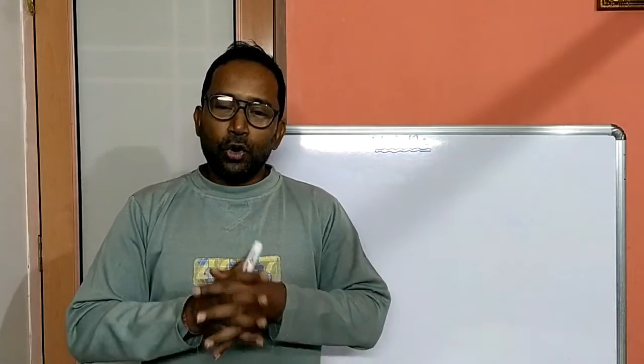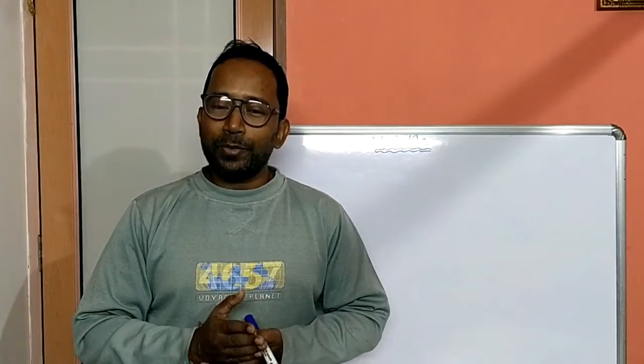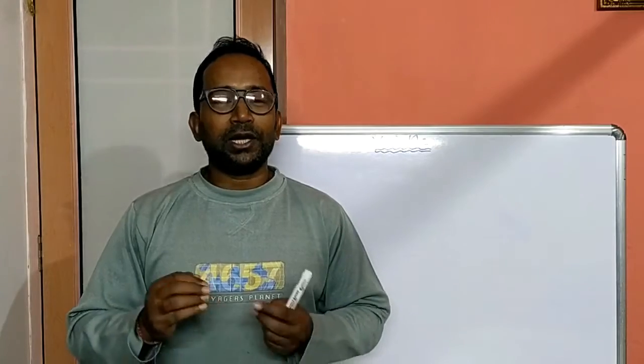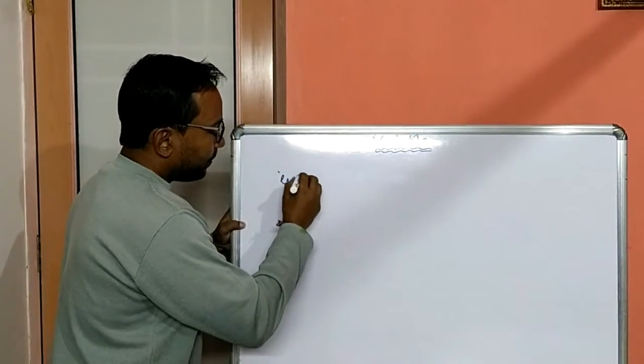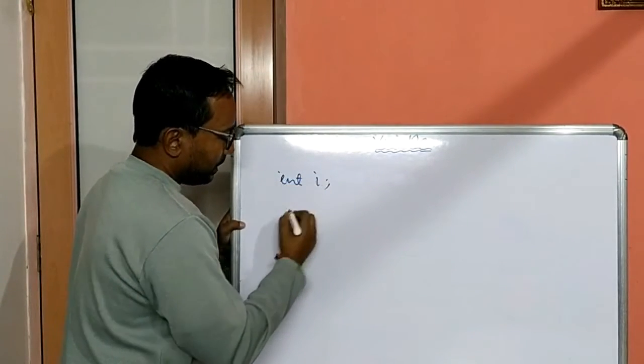Two types of data types are there in Java: primitive data type and non-primitive data type. Non-primitive data types are also called reference types. That means if we declare a variable using a non-primitive data type, in that variable we cannot store a value. We can store a reference, meaning the address of another memory area. But if we use a primitive data type to create a variable, there we can store a value, like an int variable. Like I am writing here int i.